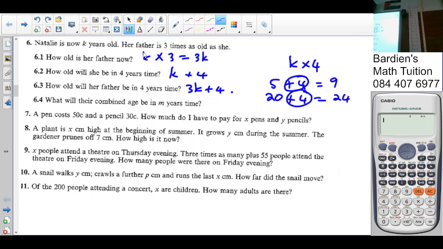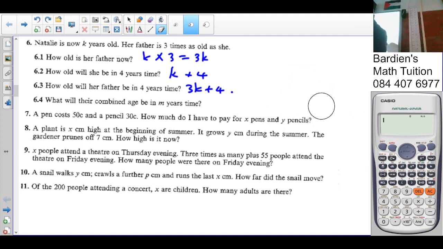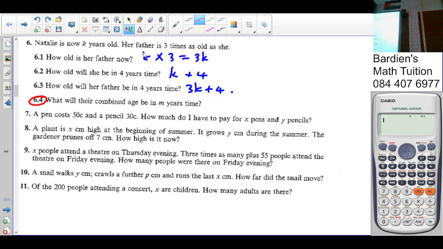6.4. What will the combined ages be in M years' time? So the bell's going to ring in 3 minutes' time. I want to show you something before you leave. So I'm going to go straight into 6.4. If they say the combined, what are you going to do? What operation do we do for combined? You add. So I must add Natalie's age and I must add the father's age. Not so?